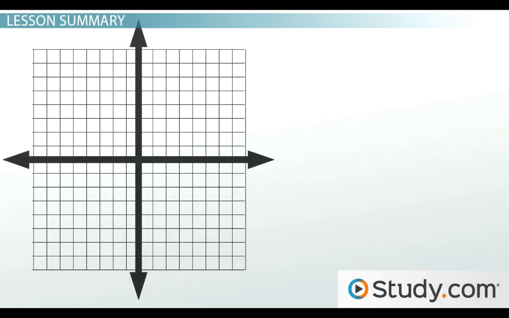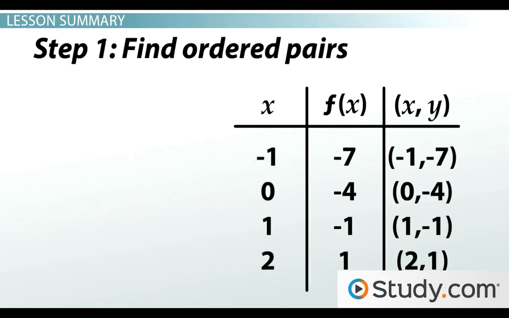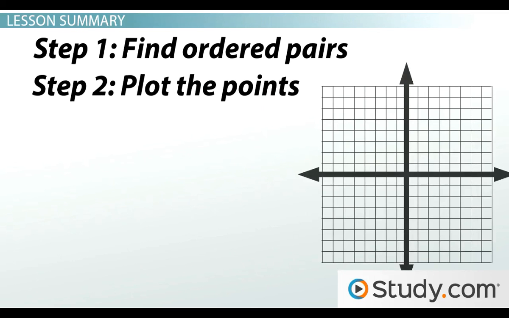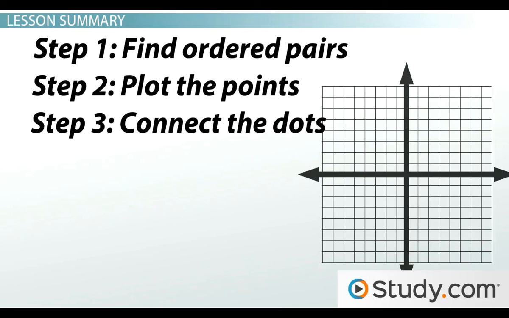In summary, when we want to graph a function, we want to make a visual representation of all of the points on the plane of x, f of x. We follow 3 simple steps. Step 1, find ordered pairs. Find as many as you want, though I recommend at least 4 or 5. Step 2, plot the points. See what they look like on the graph. Then step 3, connect the dots. Channel your inner preschooler and graph your function.